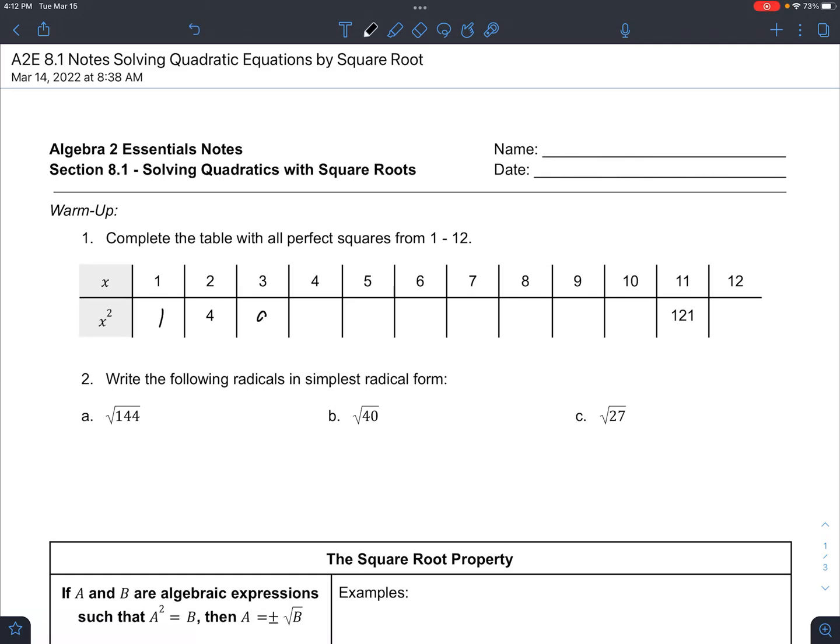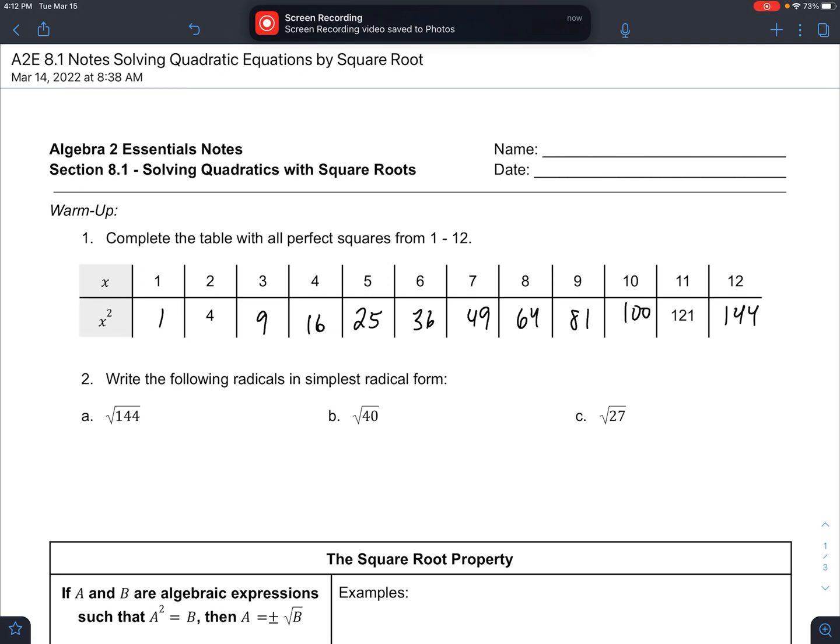All right, hello everyone. We're going to start with doing some squaring and square root review. So that's going to look like something like this, right? Those are our perfect squares. We're going to be on the lookout for those throughout the chapter.